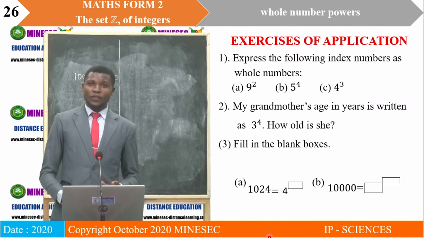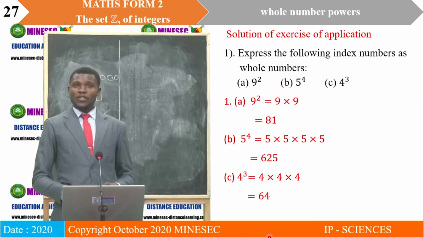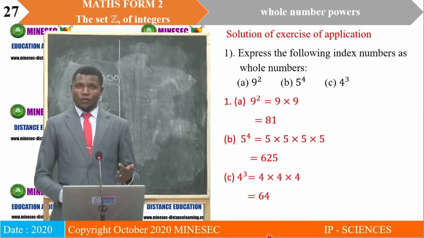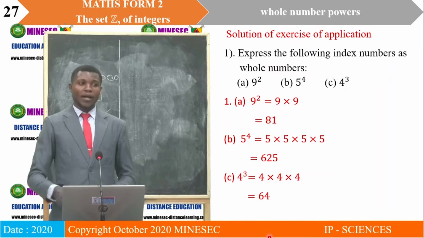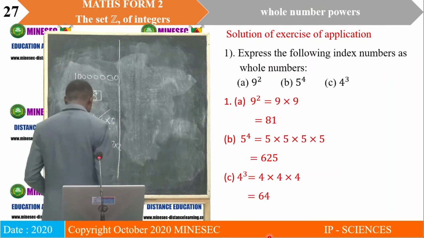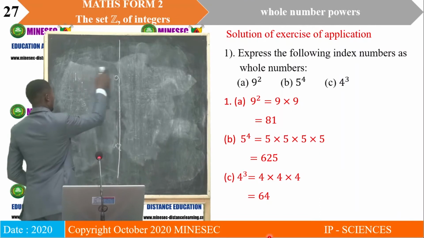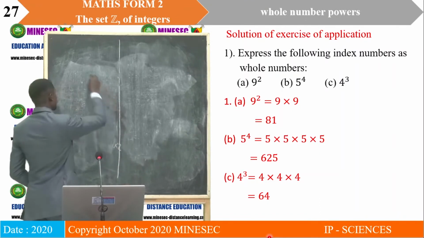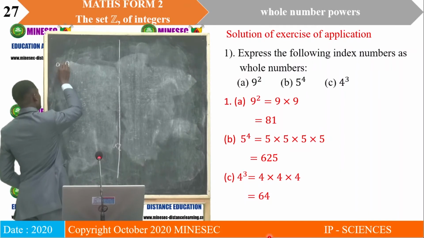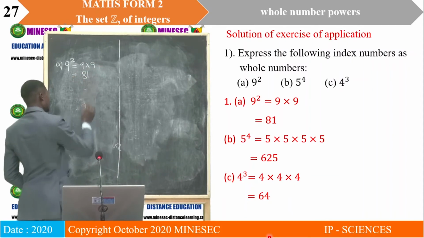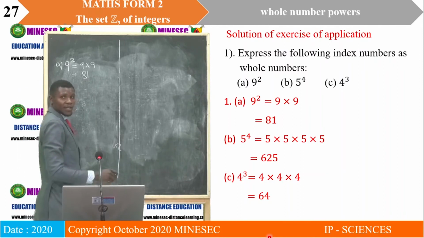Okay, now that you have done the exercise, let's try to correct it together. In the first question, you were asked to express the following index numbers as whole numbers. We have 9 raised to the power 2. From our activity, we learned that 9 raised to the power 2 can be expressed as 9 times 9. This gives us 81. So the first result that we have is 81.